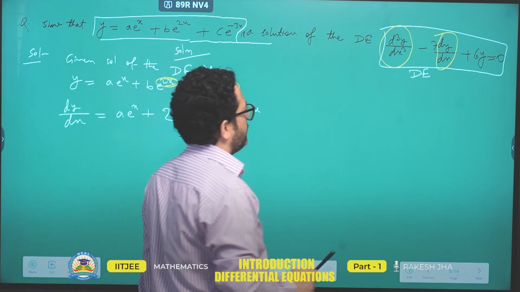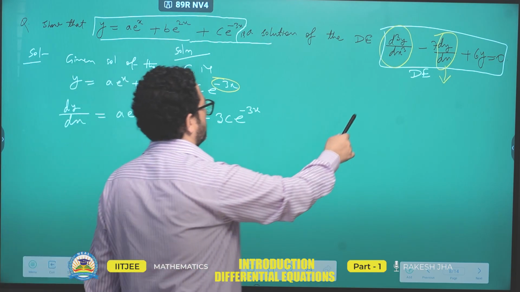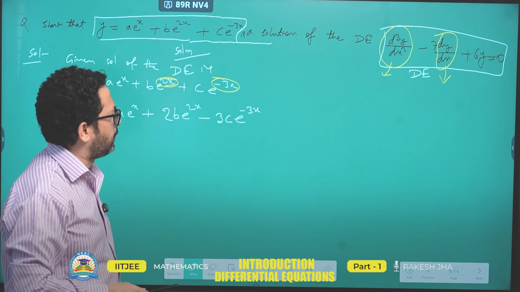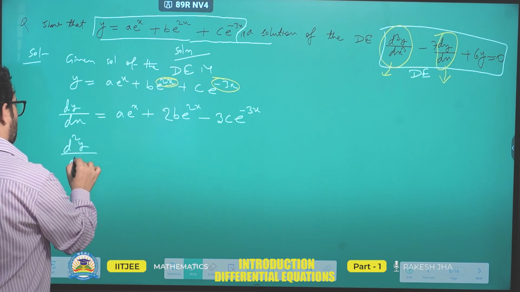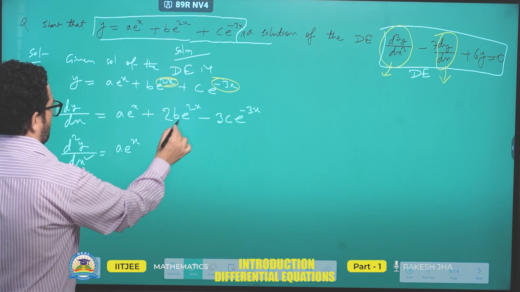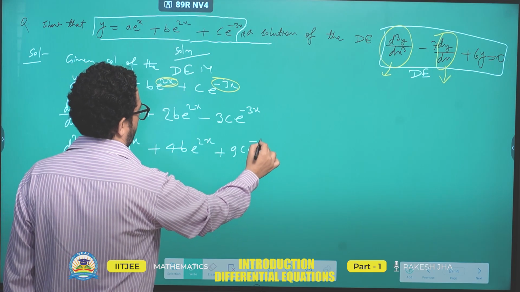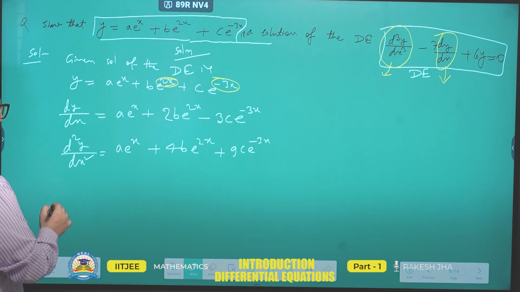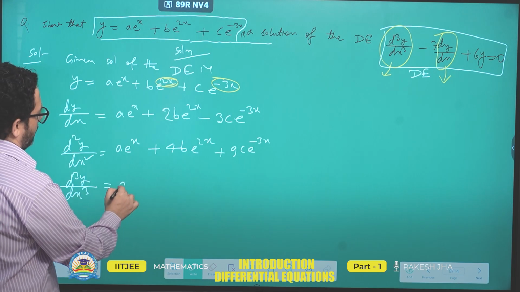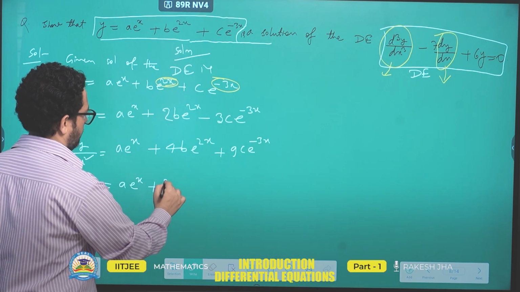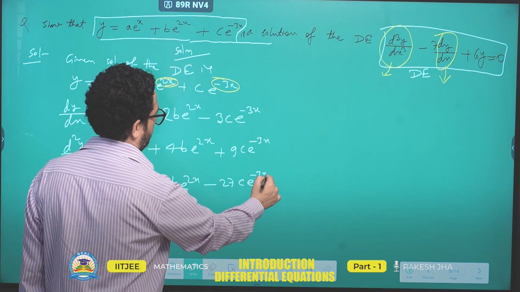So this value we are going to substitute in the given differential equation for dy by dx, and since it is third order, d3y upon dx cube will go for second time, and third time also we will be differentiating the same thing. So now second time, d2y upon dx square is equal to, again it would be a e raised to the power x, 2 2s are 4, b e raised to the power 2x, and minus minus plus 9c e raised to the power negative of 3x. When you go for the third time, d3y upon dx cube, then what will happen: a times e raised to the power x, 4 2s are 8, b times e raised to the power 2x, minus 9 3s are 27, c times e raised to the power negative of 3x.